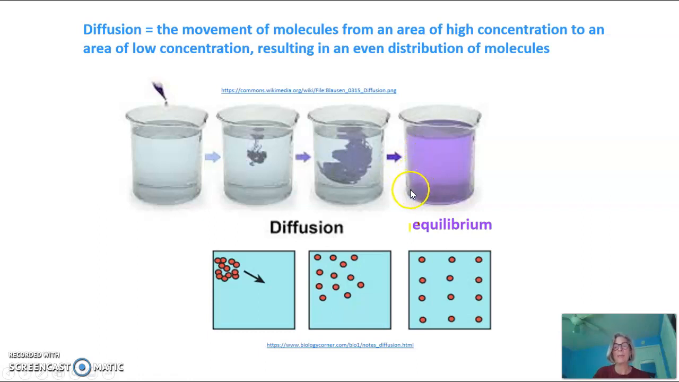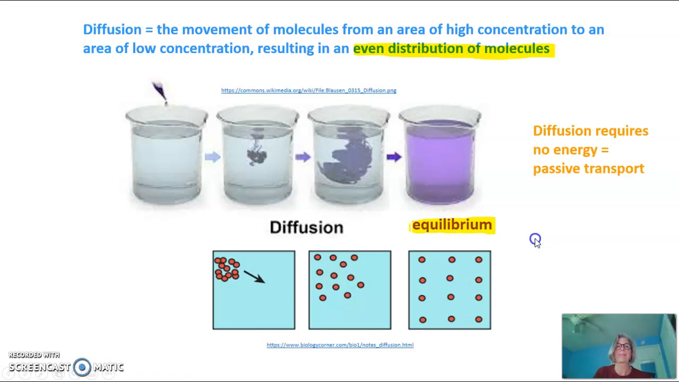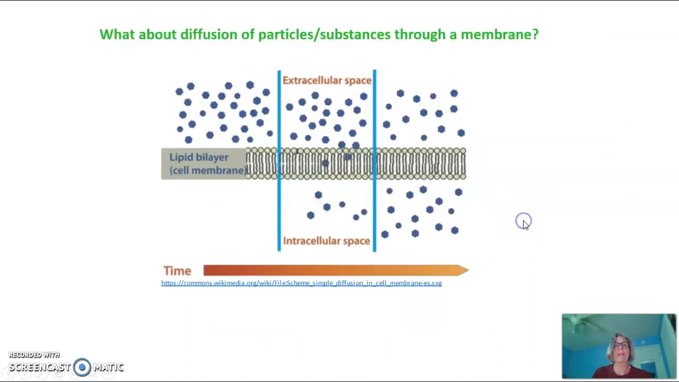If we looked at this from a molecule point of view, the purple dye would start out as the molecules being all close together, and slowly they would spread out until we have an even distribution. This even distribution is called an equilibrium. Diffusion requires no energy at all. It's a passive form of transport.